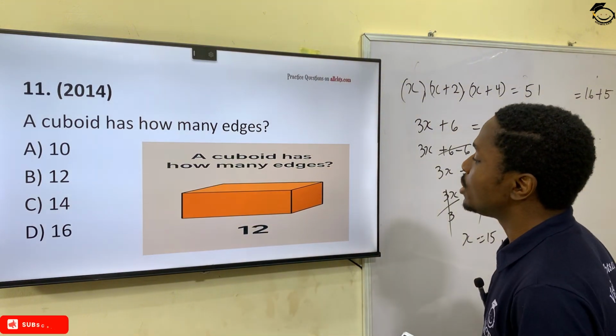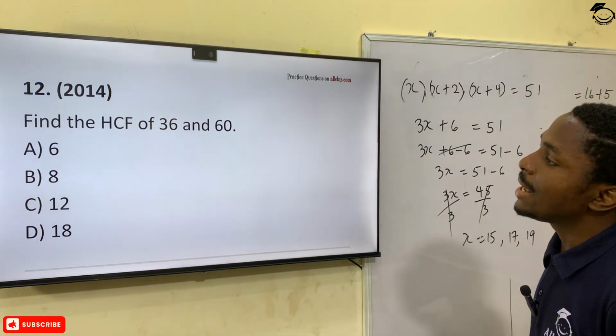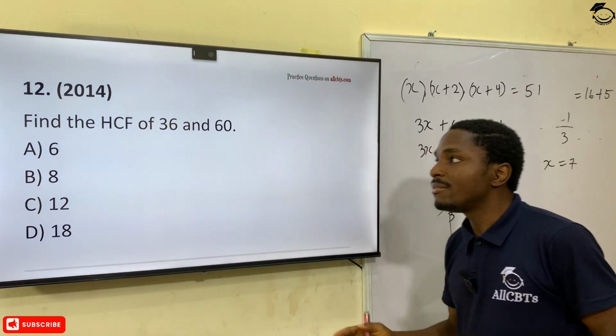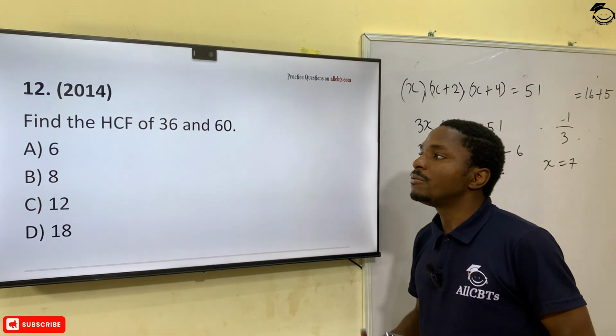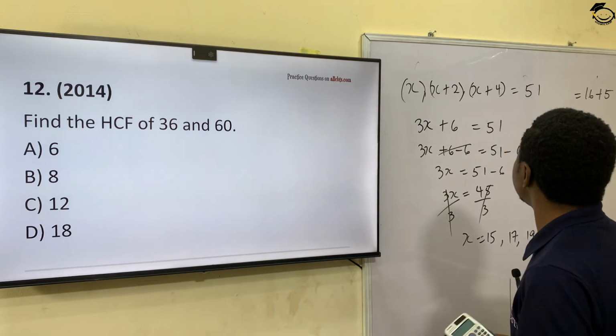So we're not going to spend too long on that. Then 12. Find the HCF, highest common factor, of 36 and 60.